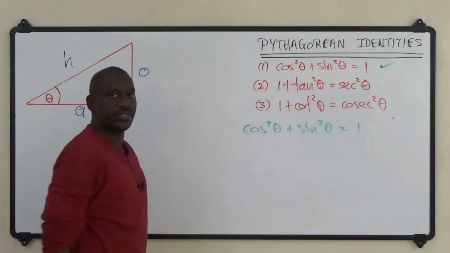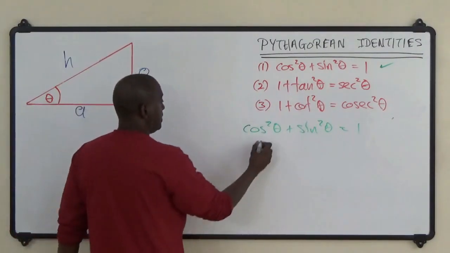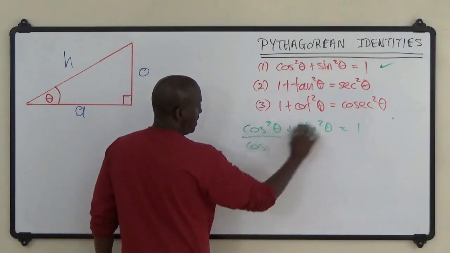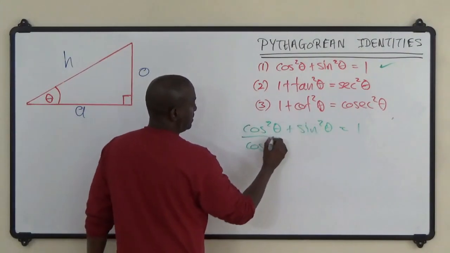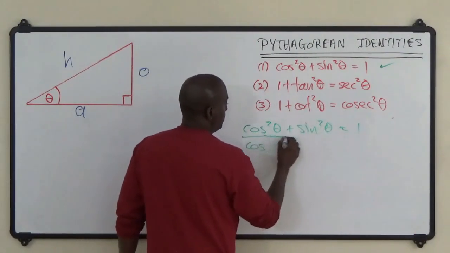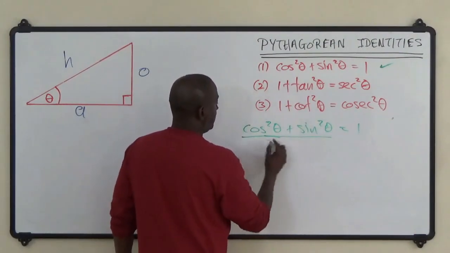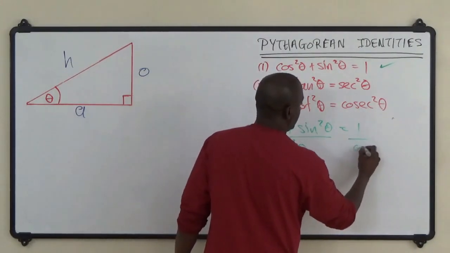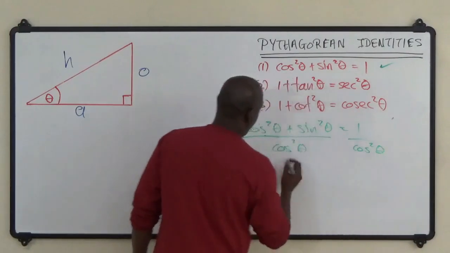Let me divide the whole equation by cosine squared theta. All right? So you divide by cosine squared. You divide the whole thing by cosine squared theta, you'll get cosine squared theta plus sine squared theta over cos squared theta, is equal to 1 over cos squared theta.